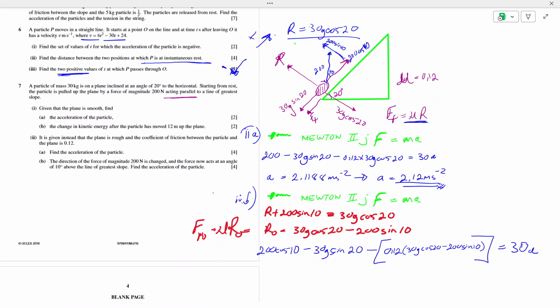Right. So when I plug that in the calculator, I'm going to get my acceleration is 2.156, which becomes 2.16 meters per second squared. And that's it. That's it for the paper.